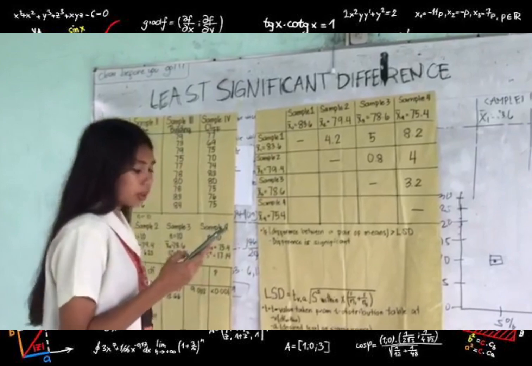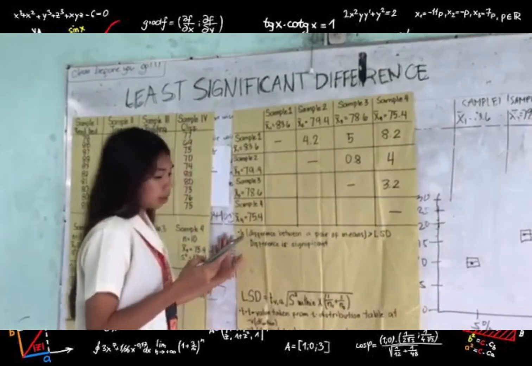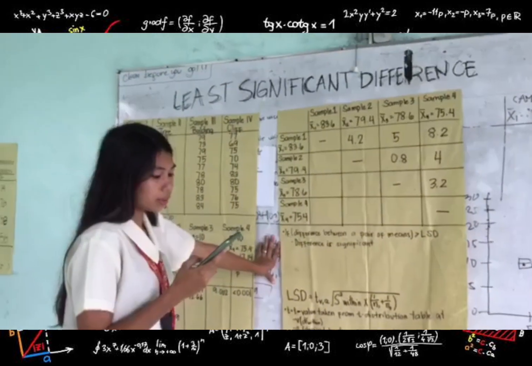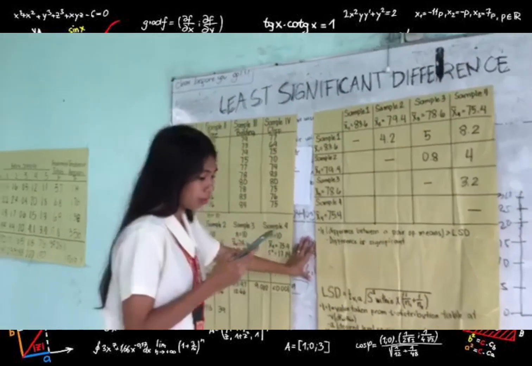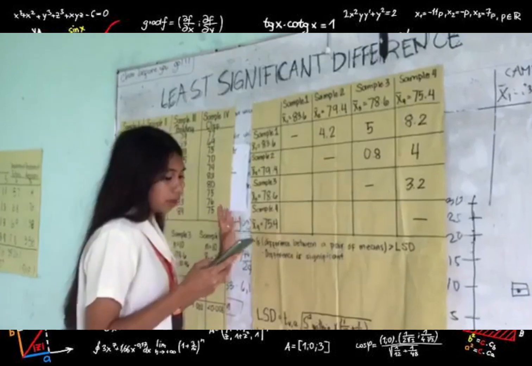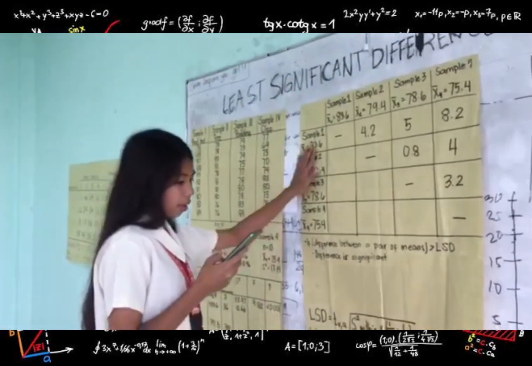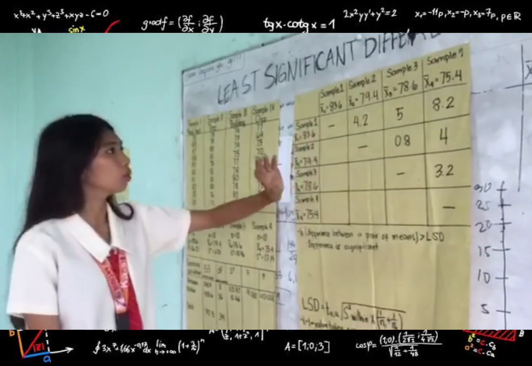So for that purpose, we are performing the LSD test, and we have to find out the difference between the sample means. So here we have a table for the calculation of sample means. So we have the pair sample 1 and sample 2.